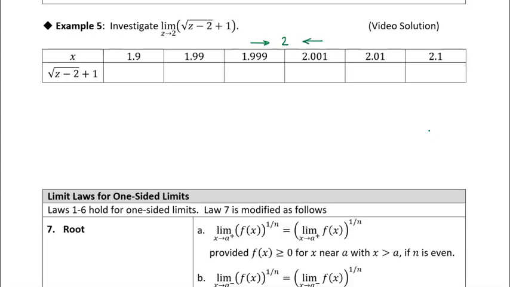Now, if I put in 1.9, that's a little bit less than 2, but 1.9 minus 2 is a negative. So this does not exist, right? I can't do it without imaginary numbers, so there's no real number. The same way with all of these when z is less than 2, I'll end up with the square root of a negative number. So these don't exist, right?